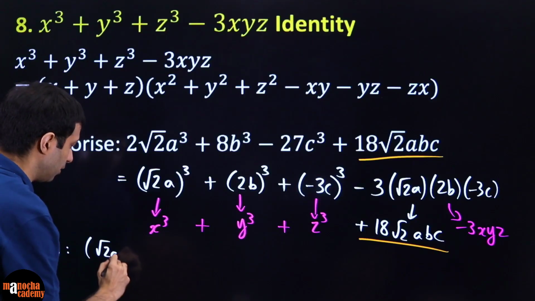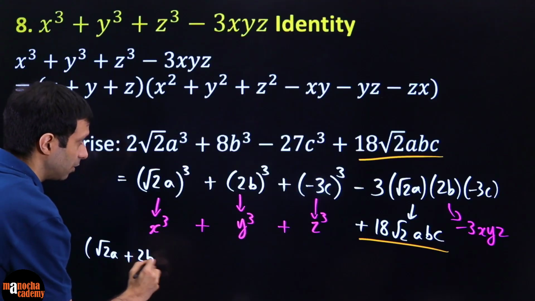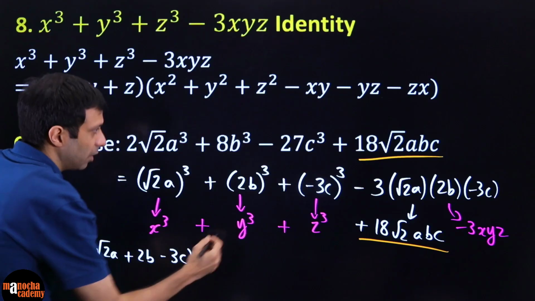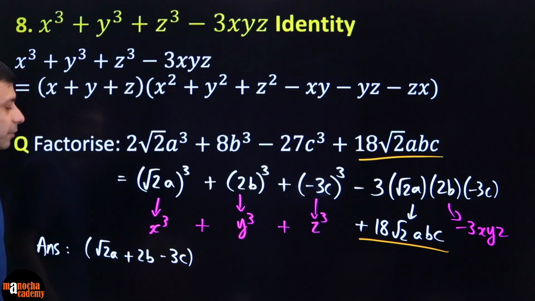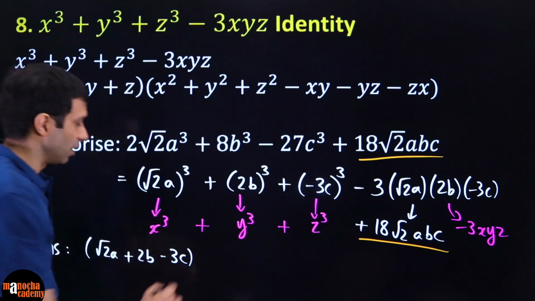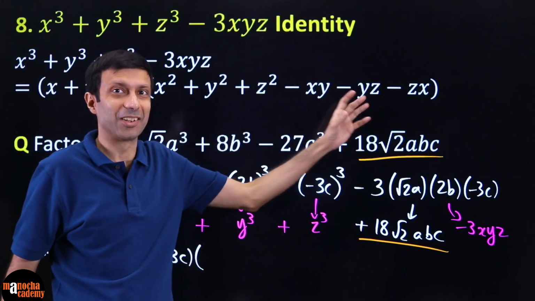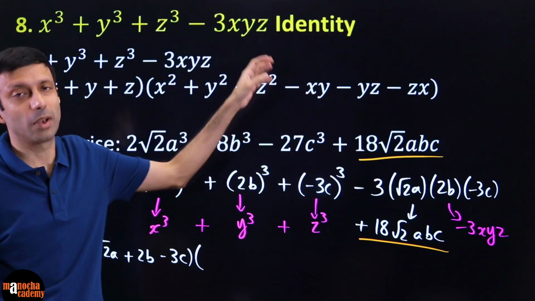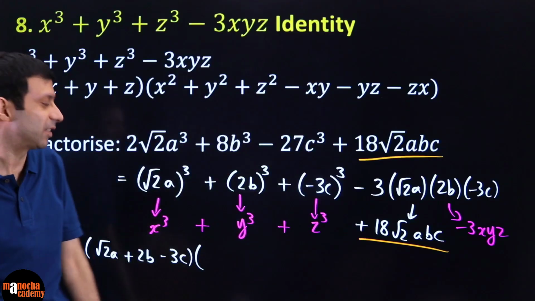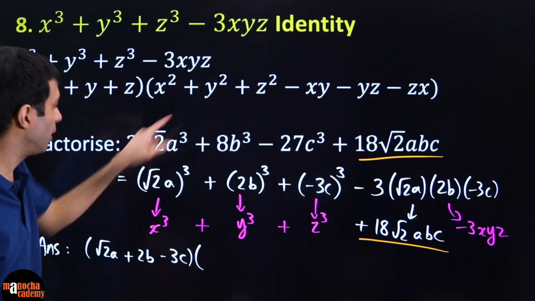So you just have to add up these terms. Root 2a plus 2b minus 3c. And please add it with the correct sign. Okay, it's a minus 3c. Now the next is the anaconda bracket, right? This long snake. x square plus y square plus z square minus xy minus yz minus zx. So now do it carefully. x square means you have to square this.